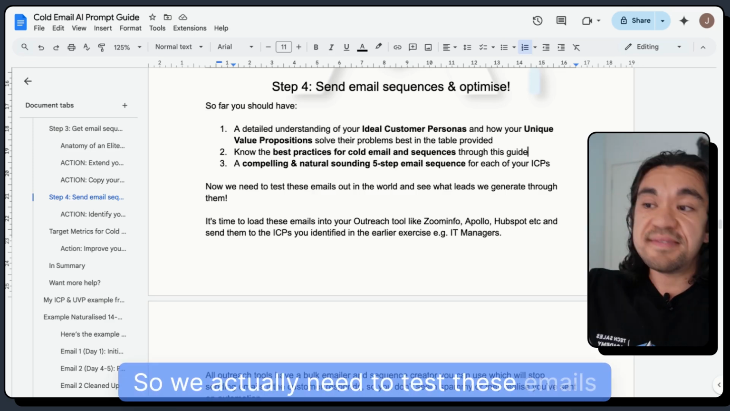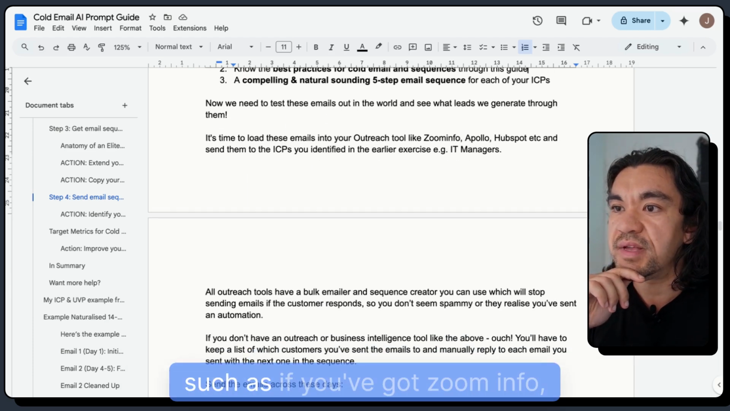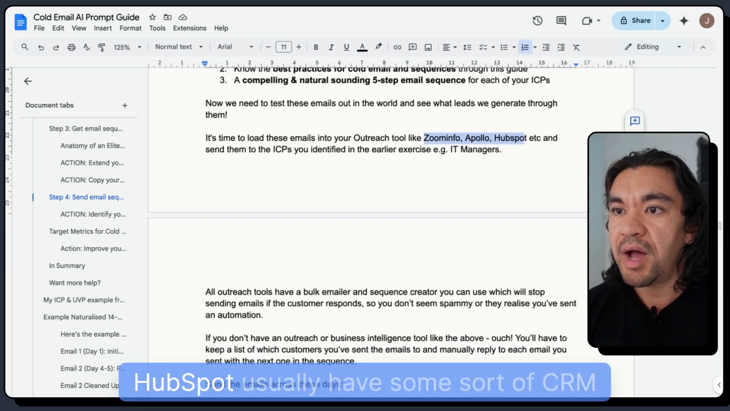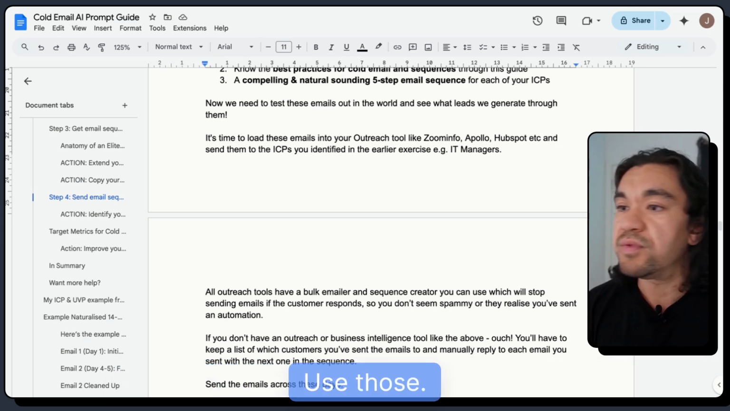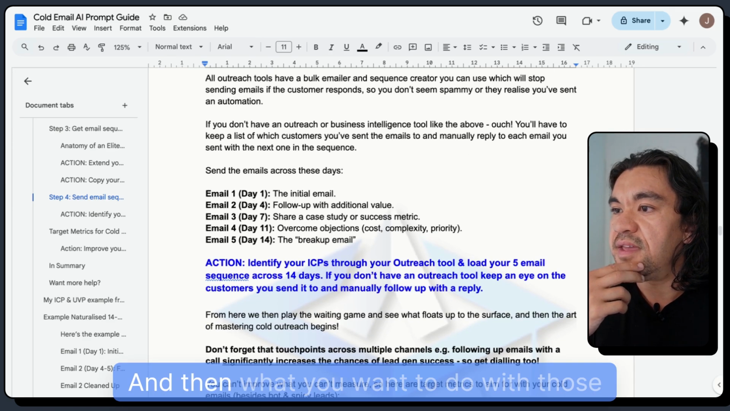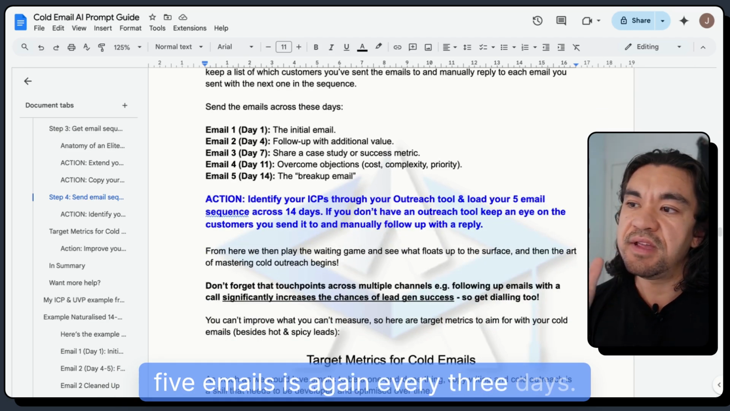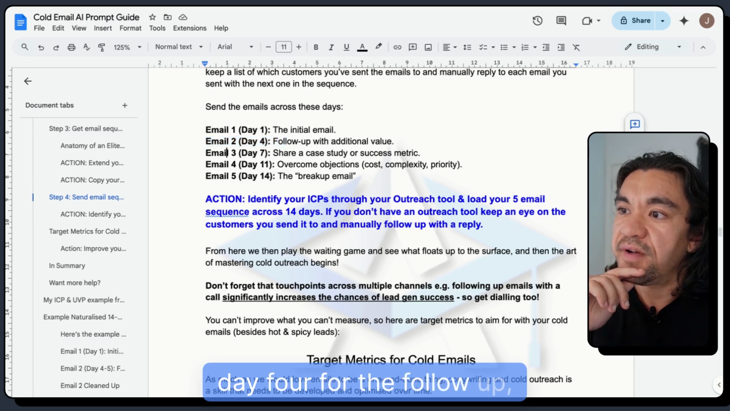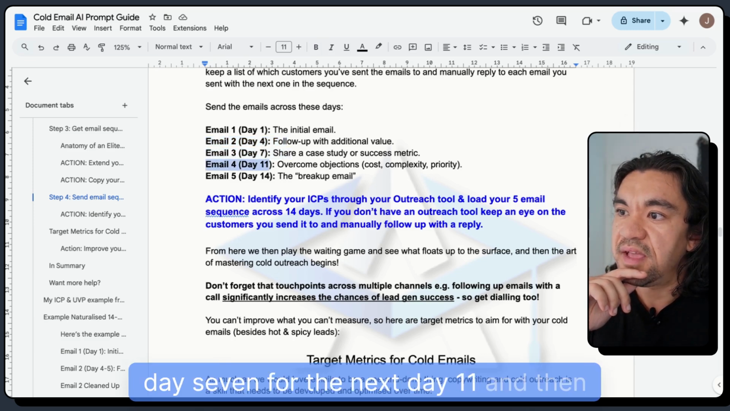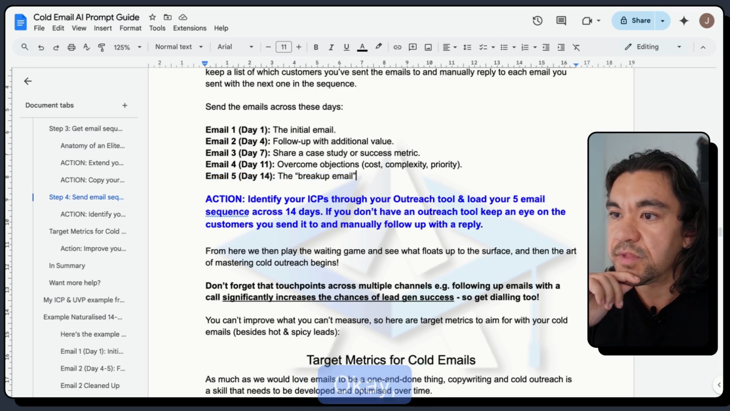So we actually need to test these emails and iterate them by sending them into our outreach tools, such as ZoomInfo, Apollo, HubSpot. You usually have some sort of CRM with a mailing function, use those, okay? And then what you want to do with those 5 emails is, again, every 3 days. So day 1 for the first email, day 4 for the follow-up, day 7 for the next, day 11, and then that breakup email on day 14, okay?